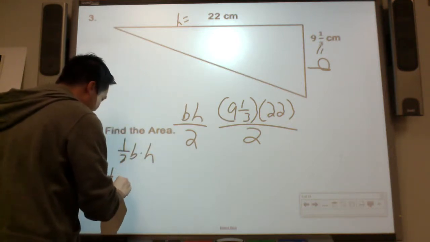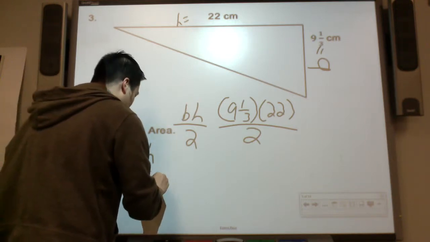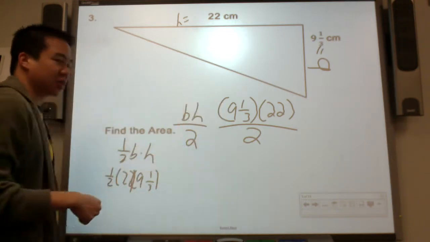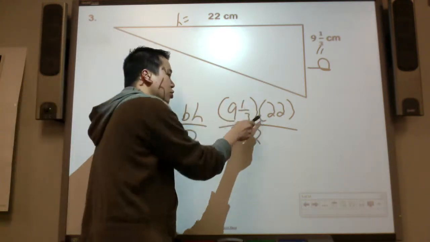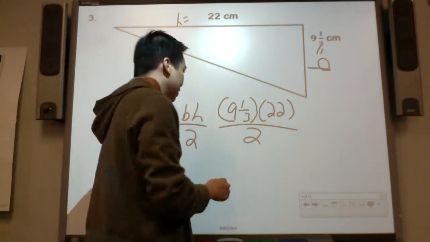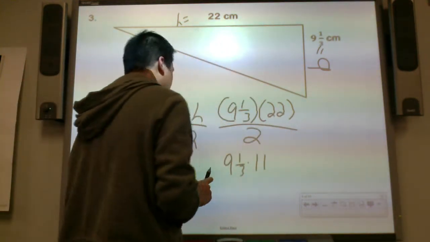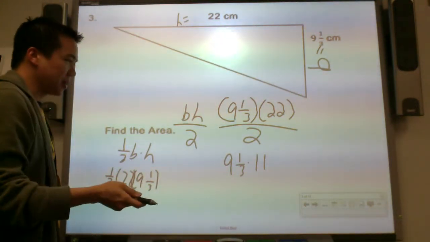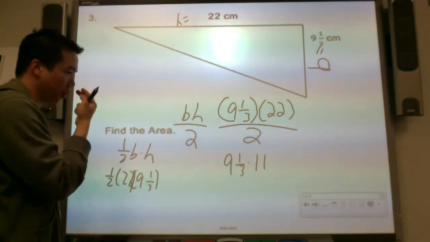So half of 22 times 9 1/3. I'm going to break down some numbers because I don't want to work with larger numbers. What's half of 22? What's 22 divided by 2? 11. So then it's 9 1/3 times 11. I'd rather multiply that way than multiply by 22 and divide by 2. So half of 22 is 11 times 9 1/3.